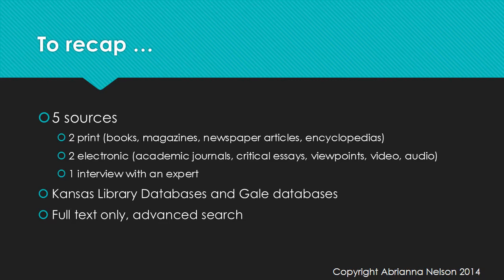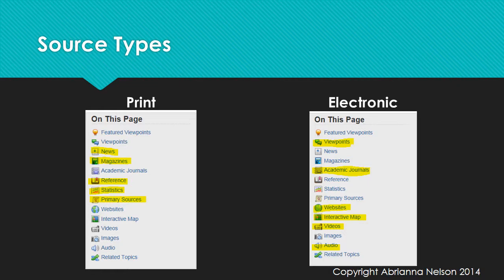We're using the Kansas Library databases and the Gale databases, and you always want to make sure to use the full text only and advanced search options. When you're looking at the examples of articles when you've done your searches, these are the ways you can differentiate between the print ones and the electronic ones.